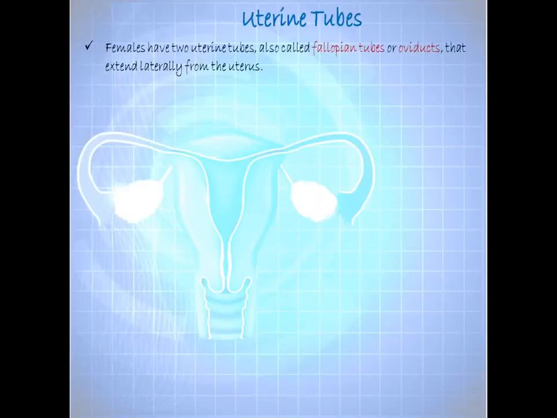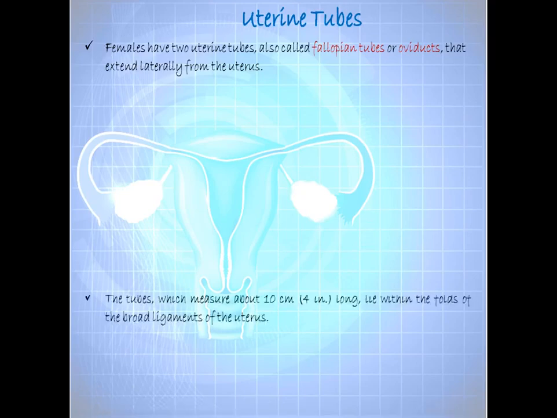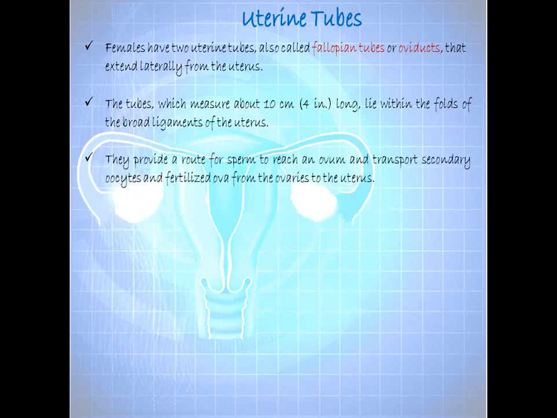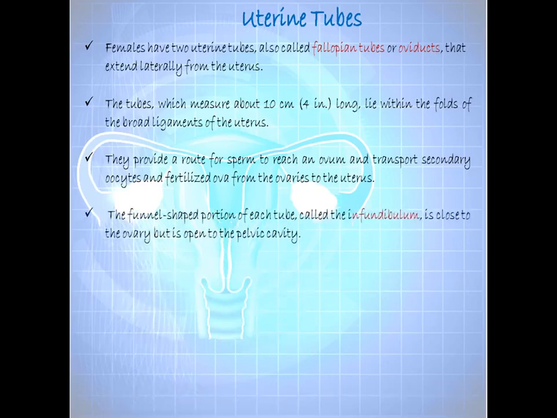Uterine tube. Females have two uterine tubes, also called the fallopian tubes or oviducts, that extend laterally from the uterus. The tube, which measures about 10 cm long, lies within the folds of the broad ligaments of the uterus. They provide a route for sperm to reach an ovum and transport the secondary oocyte and fertilized ova from the ovary to the uterus.